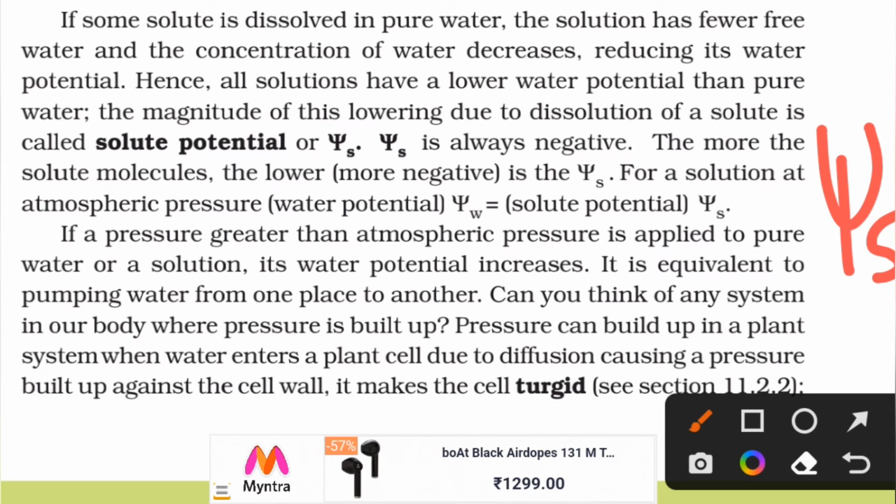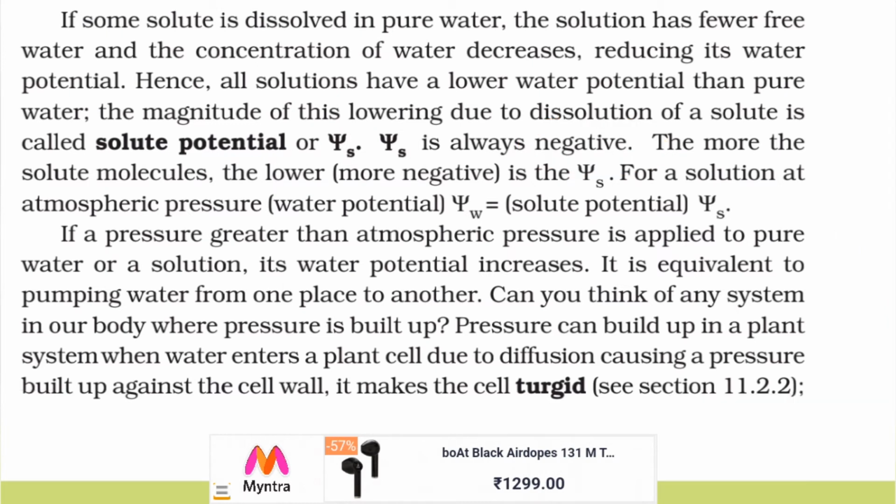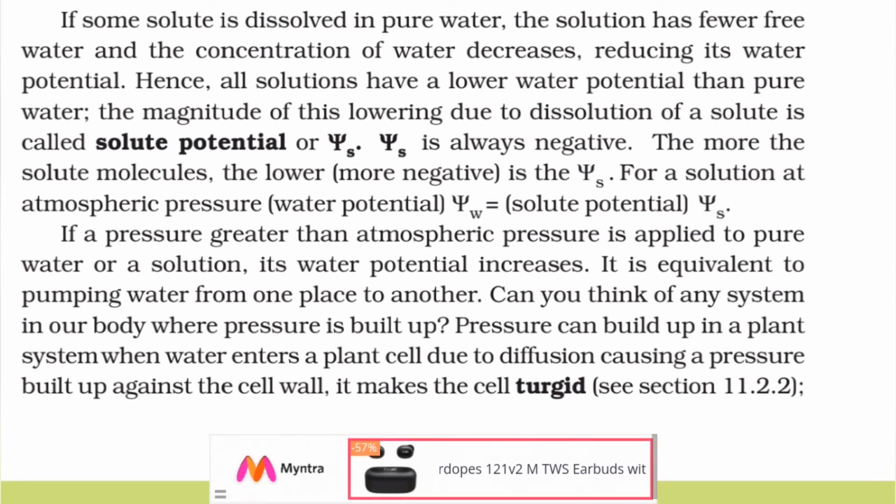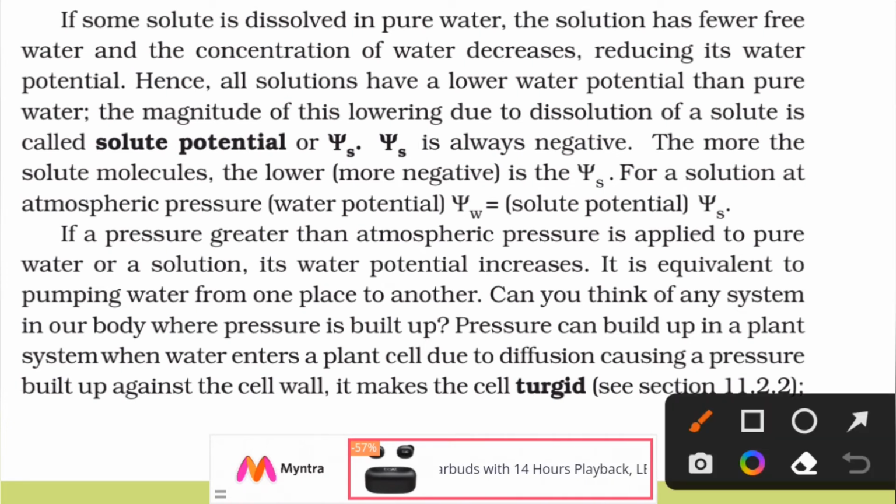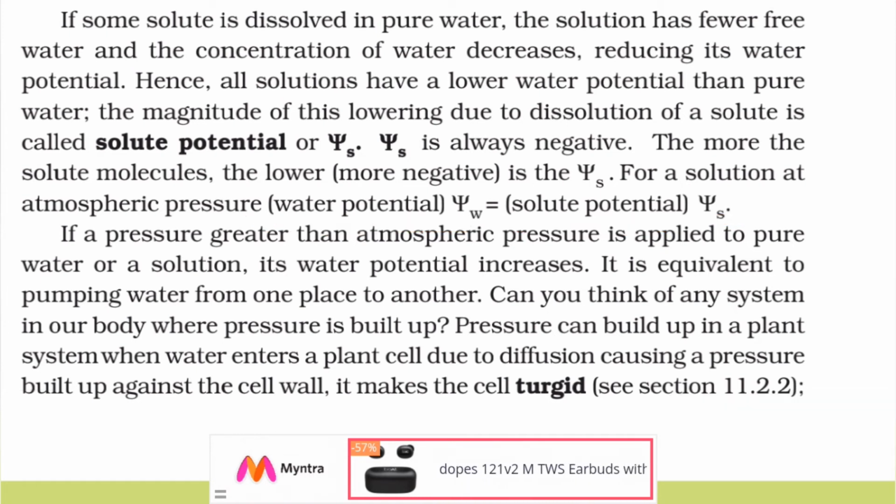Now this decrease will make its value negative. The value decreases and hence it becomes negative. The more the solute molecules, the more negative it is. For a solution at atmospheric pressure, we can conclude that water potential will be equal to the solute potential. As we add solute to the pure water, the water potential also decreases. It is directly proportional.